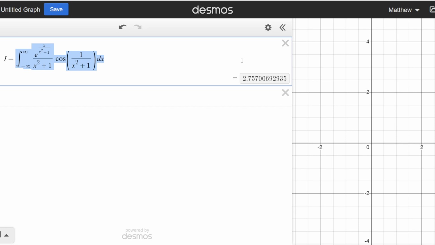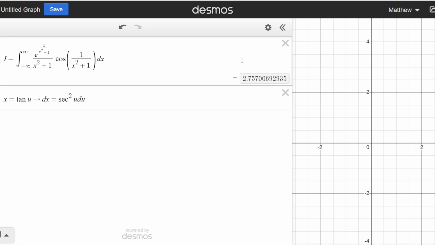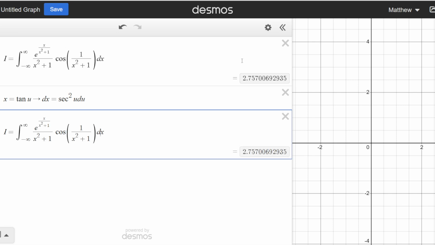The first thing you would probably notice is we have a bunch of x squared plus 1 terms. We have one here, we have one here, and we have one here. Now, the one here is the biggest clue. Whenever you see an x squared plus 1 in the denominator of your integrand, that is a huge clue that we are going to let x equal tangent u. So that's going to imply that dx is equal to secant squared u du. All right. Let's go ahead and copy that in here.